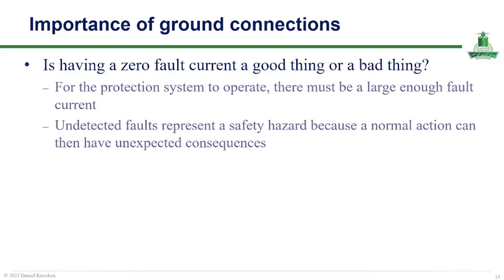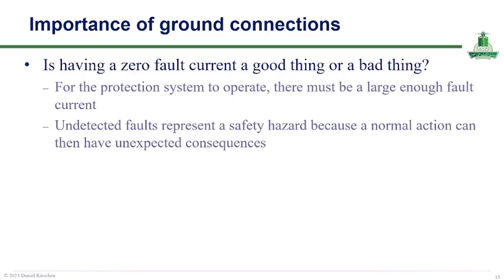Protection systems are designed to detect and respond to faults based on the presence of sufficiently large fault currents. If the zero sequence path is interrupted due to improper grounding, the resulting fault current may be too small or even zero, preventing protective relays from detecting the fault. Consequently, the system continues operating under faulted condition without any corrective action.